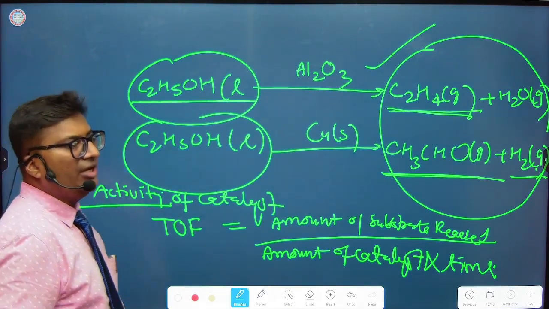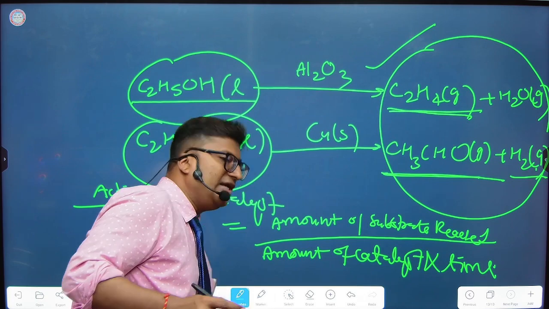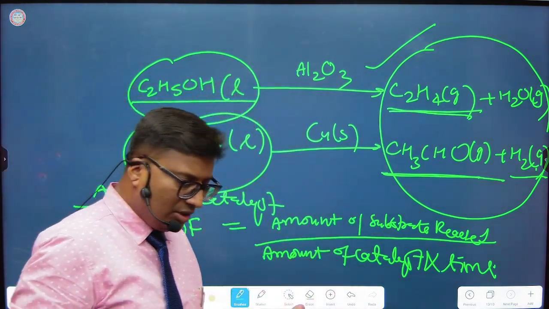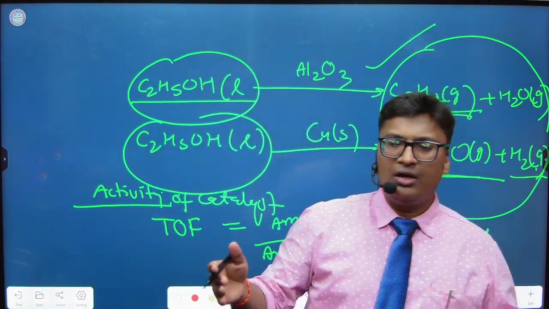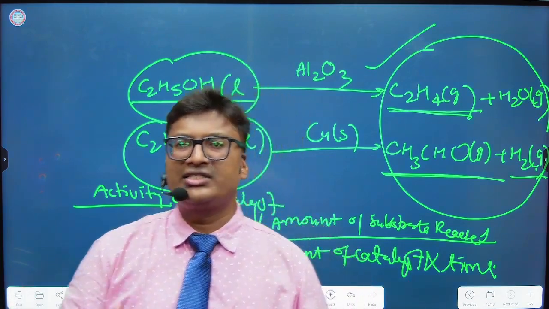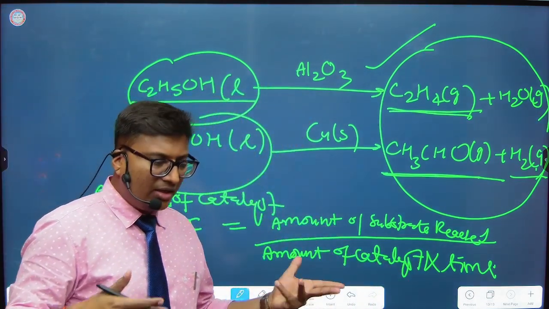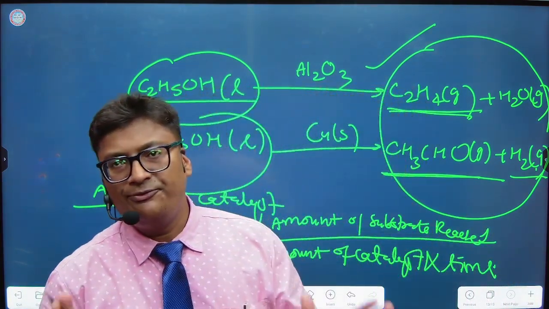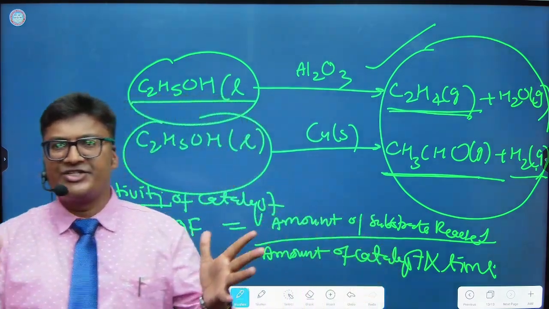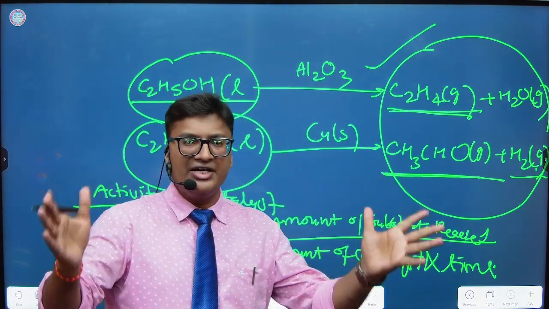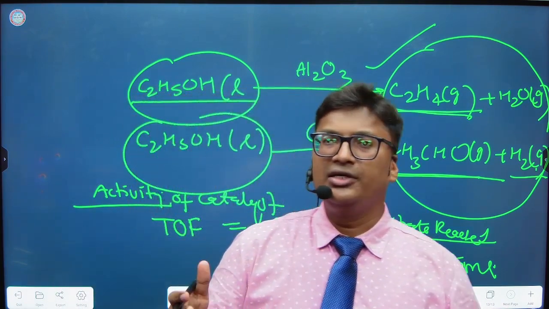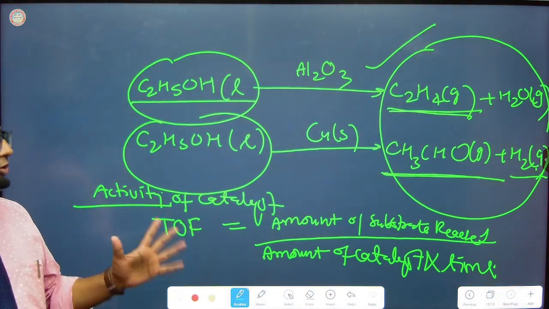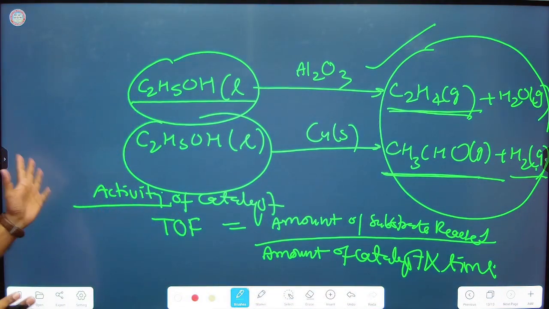So activity means the catalyst must possess active sites or reactive sites. Not all the surface or all the sites of the catalyst are responsible for the collisions of a particular kind of reaction. Only a few specific sites, or you can simply say reaction sites, are involved in a particular kind of collision of the reactant molecules to form products. So the activity is important.